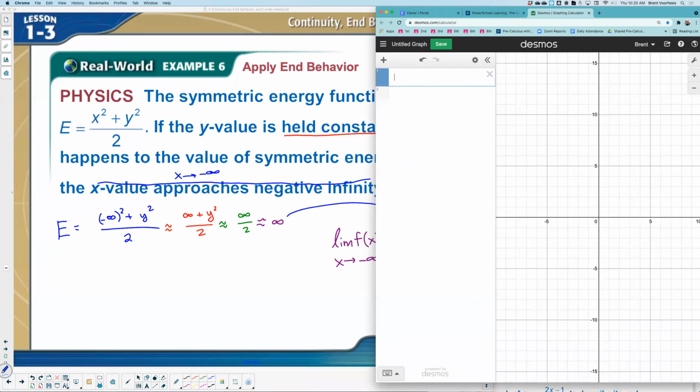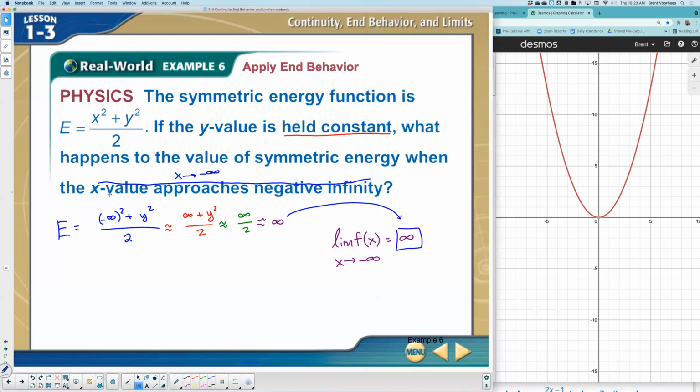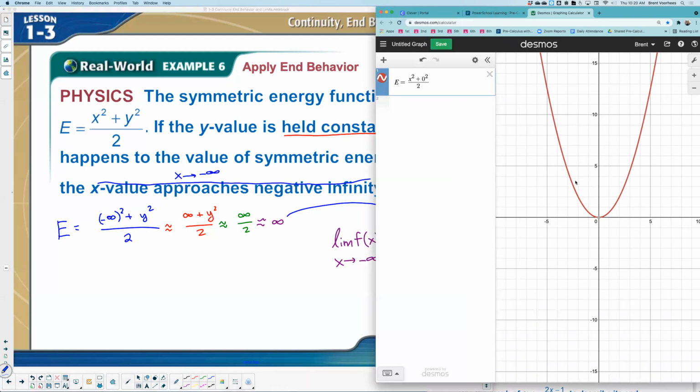So here's the equation. E equals parentheses X squared plus Y squared over 2. And it's going to say it's not working. Well, if you plug in a number here for Y, because it said it's held constant. So for a second, I'll just plug in a 0. We get a graph. Okay, you see the graph? What's happening as we move left, as X approaches negative infinity? What's happening to the graph as we move left? Which out of the four options, is it moving up, down, left, flat, or coming to a point?